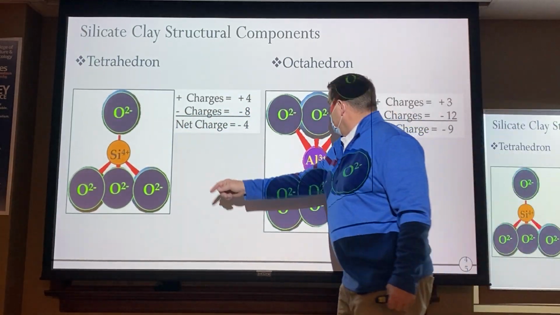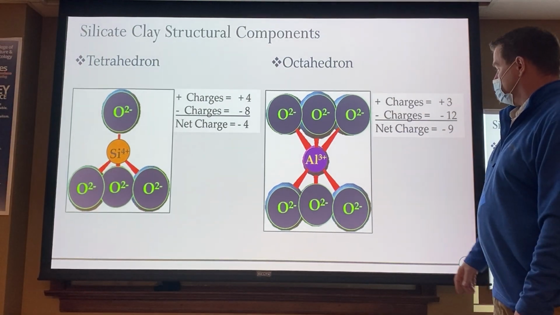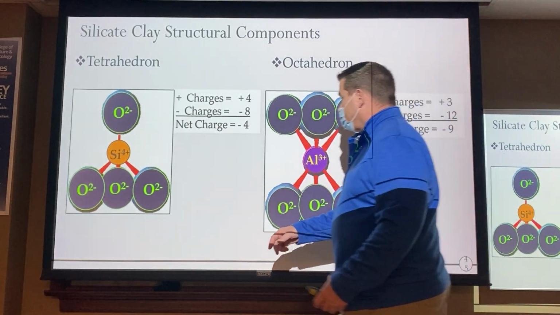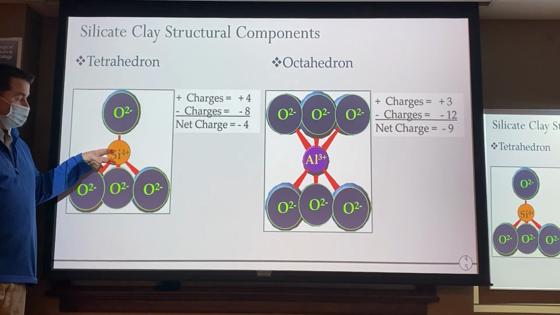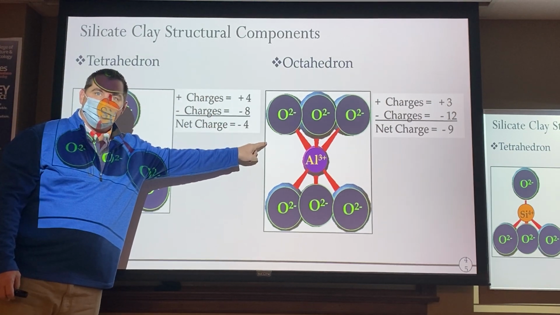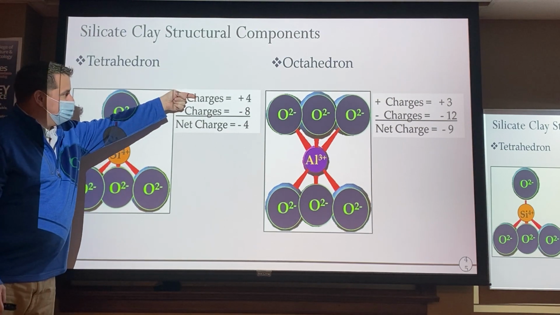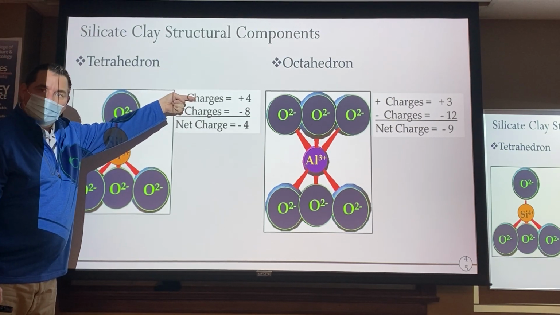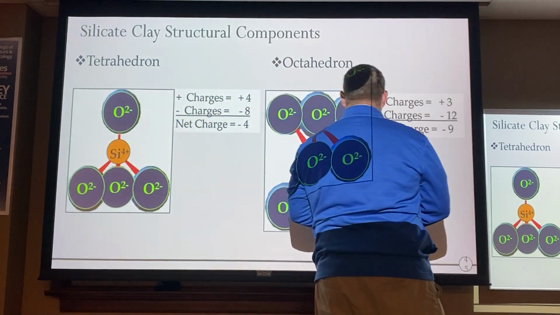Next, if we were to substitute an aluminum 3+ here, then the overall charge would be -5. Does that make sense? Because we had +4, -8, and +3 would be -5. We're gonna look at this more in depth in just a moment.